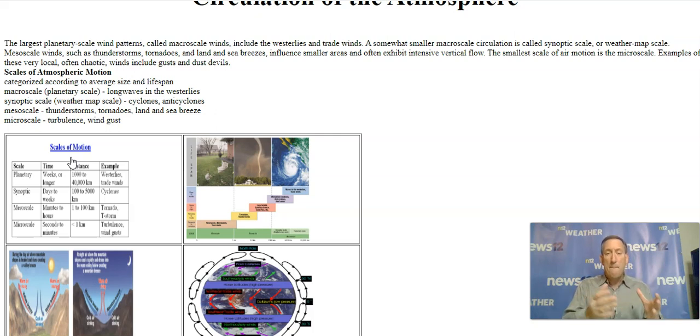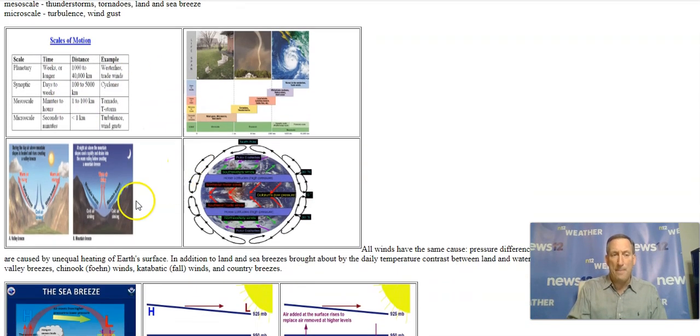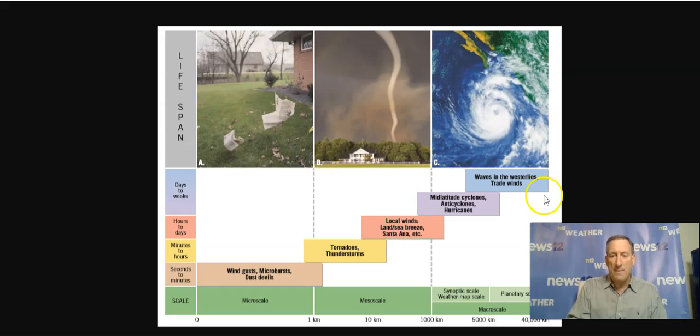Mesoscale, by the way, mesocyclone, that is also an indication of a very intense rotation. It's an indication of a possible tornado. So mesoscale: thunderstorms, tornadoes, land and sea breezes. Mesocyclone could be the formation of a tornado. So those are the scales of motion that we're going to be looking at. So this is the diagram from our book. And you can see on the left-hand side, it talks about the lifespan, and on the bottom, it talks about what the actual scale is.